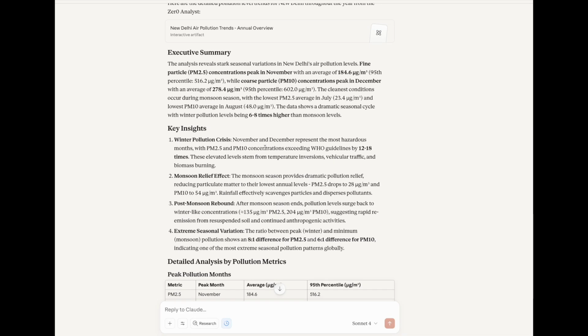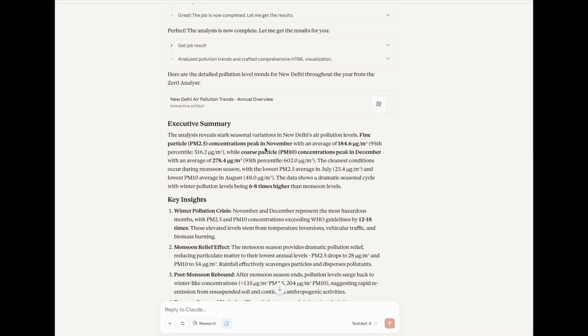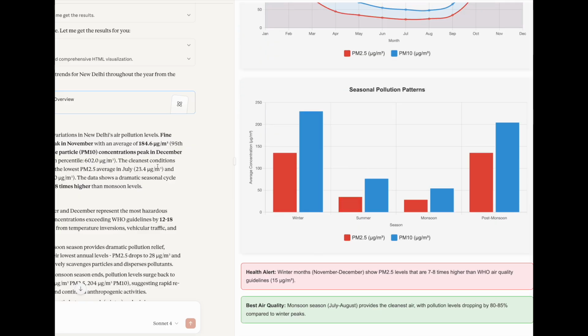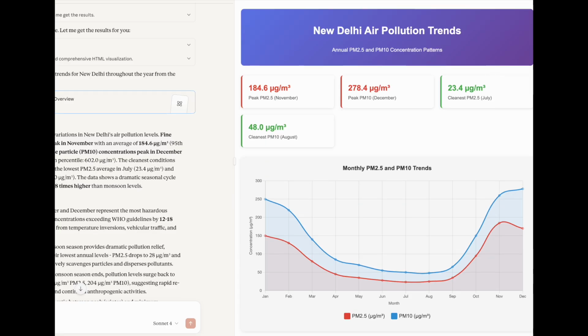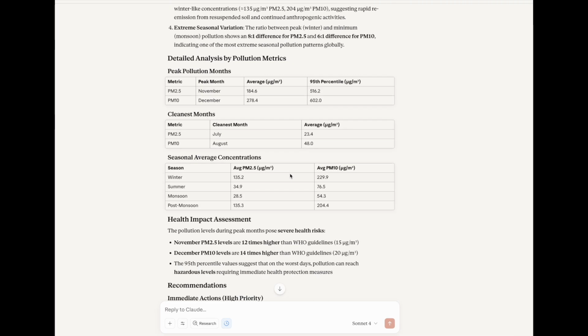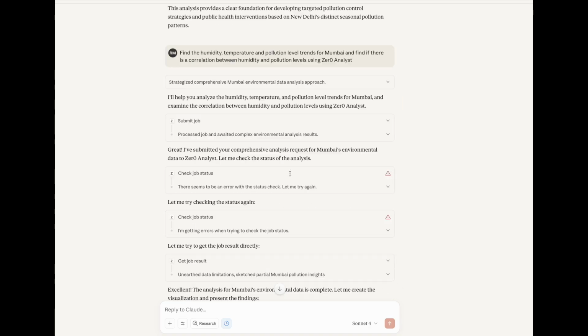So this is some pollution level trend around the year in New Delhi, and it gave these results. And also, it has shown the receipts. This is the backing evidence, the receipts that we brought, and you can use this to verify for yourself whether there is hallucination or not. Given that the data that has been pulled out matches the graphs and the analysis over here, we see that there is no hallucination.